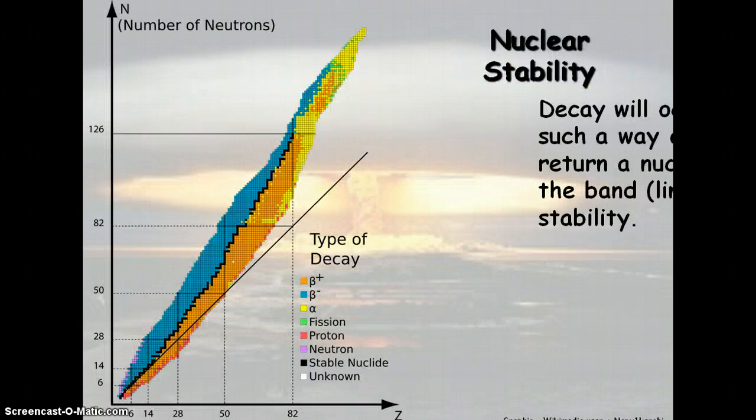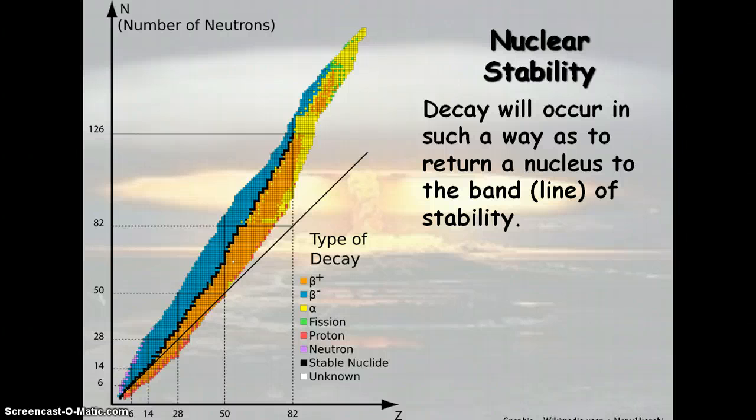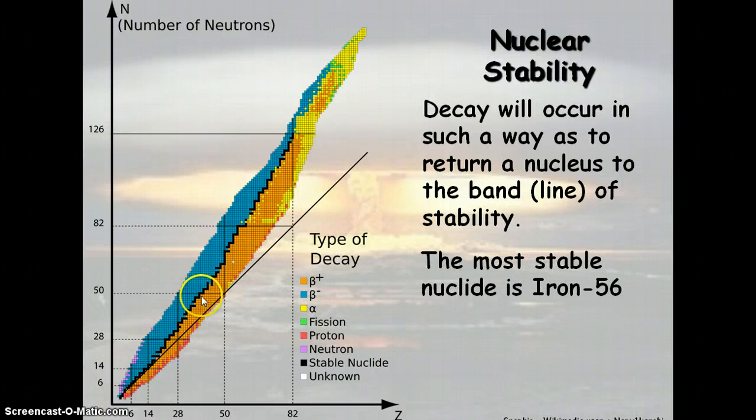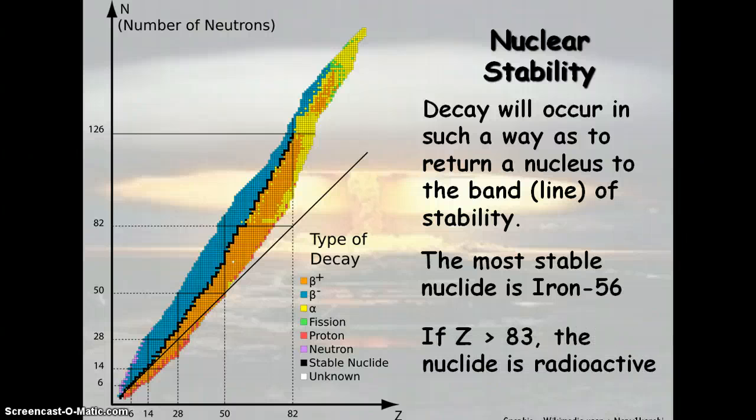All right. So stability. Basically, decay is going to occur in such a way as to return a nucleus to stability. Stability is seen right here on this band line and shows us that the most stable isotope is going to be iron 56, iron with a mass of 56. If the atomic number is greater than 83, then the nucleus is going to be radioactive, always.